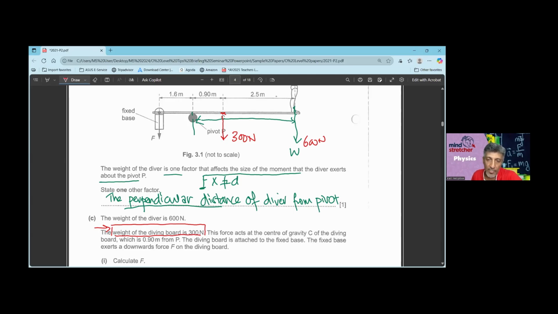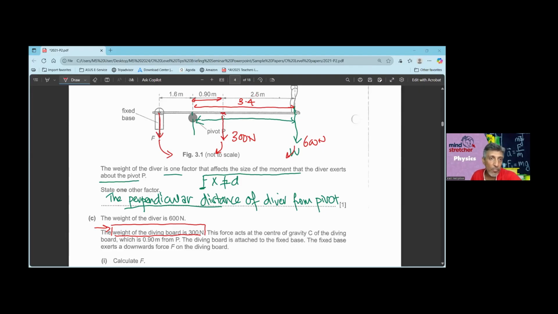Guys, put this in so that you don't forget to consider this is the weight of the diving board. Okay? This force acts at the center of gravity, which is 0.9. They already said what is the distance. They gave the distance. Now this one, please don't just take the wrong value. It's 2.5 plus 0.9. So technically this distance is, please add carefully, 3.4. Now they say the diving board is attached to a fixed base here, and the fixed base exerts a force. So by principle of moments, this one and this one produces a clockwise moment, and to balance it, to counter it, must be the anti-clockwise moments.